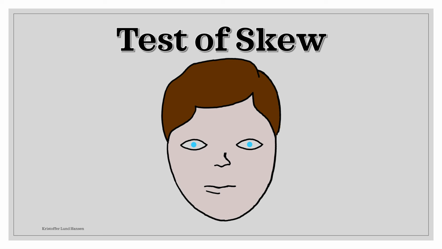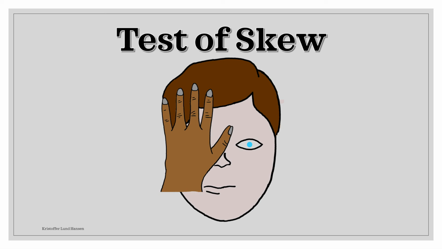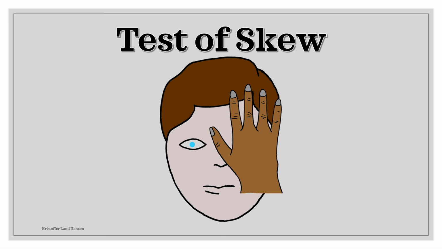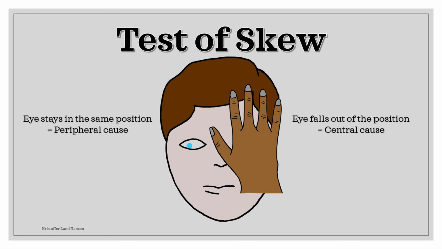For the last test, test of skew or skew deviation, ask the patient to look at your nose and keep looking at your nose. Then cover one of the patient's eyes for a few seconds before you suddenly shift over to covering the other eye instead. Observe the eye of the patient. If the eye stays in the same position, it is indicative of a peripheral cause, while if the eye falls out of its position, we are dealing with a central cause. A positive test of skew is actually indicative of a possible lesion in the brainstem and should be taken quite seriously.